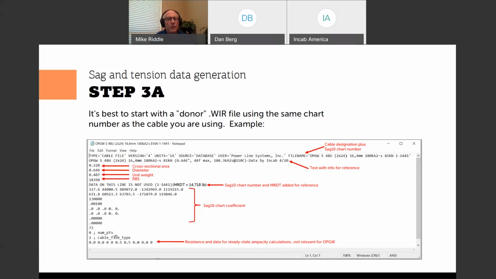Then you come down to some more text here. And then the last line is the resistance and some data that you use for steady state ampacity calculations, which is very different than fault current capacity calculations that you use for OPGW. So this information is not really relevant for OPGW, and usually it's left blank. These values here are the resistance, and then this is some special values, and then the temperatures the resistance is at. And it's usually just zeroed out, except for the default values here.